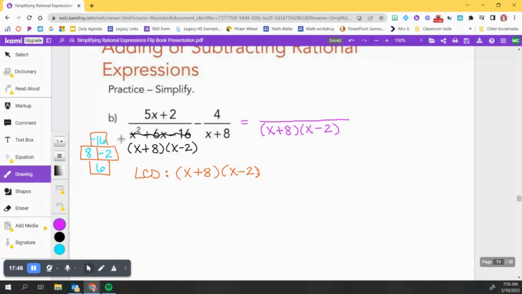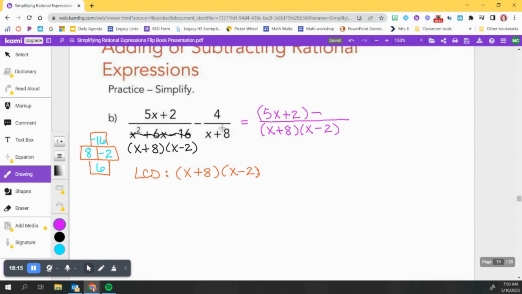And then what we're asking, what is this denominator missing that this denominator has? Anything? Nothing. That means my numerator does not change. We leave it as 5x plus 2. I'm going to put parentheses around this one because we're subtracting on this one. Minus.